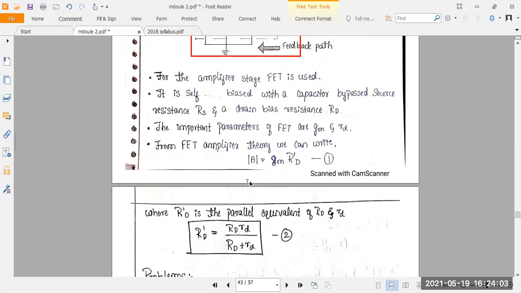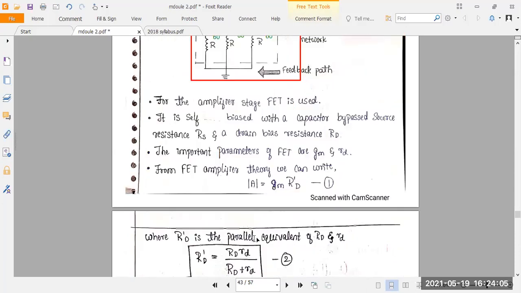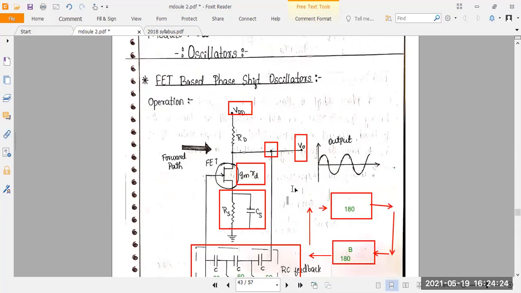The equations: first you write the diagram, after that you write the equations. Without the equations you can't get full marks in the examination. First you write the magnitude of A, the amplifier gain. Magnitude of A is gm into RD dash. Okay, right? Magnitude of A is nothing but gm into RD dash. So what is RD dash here?